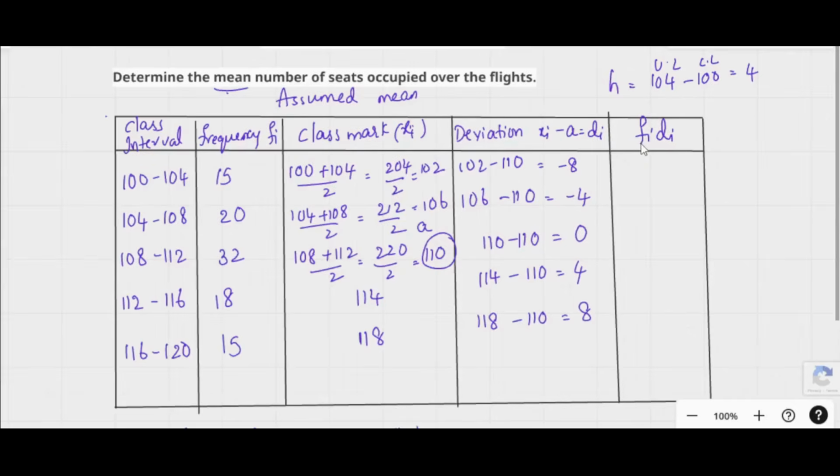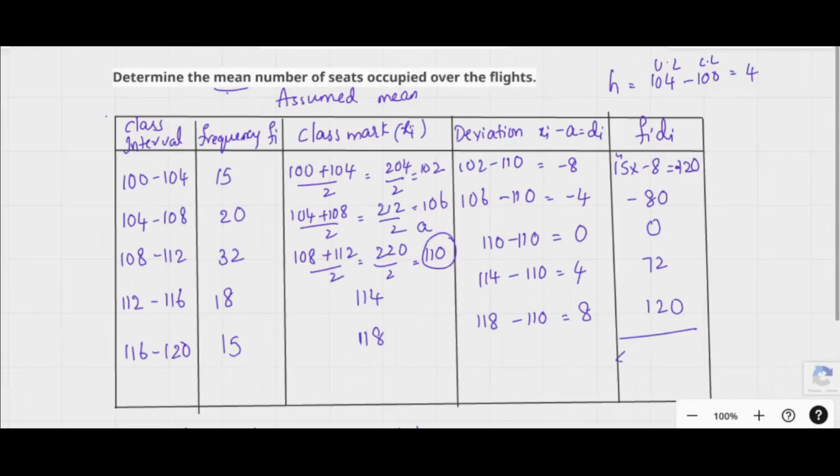So let us now see the product of fi into di. di is this and fi is the frequency. So 15 into minus 8. 8 5s are 40, 8 ones are 8, 8 plus 4 is 12, so 120 and it is minus. Next, 20 into 4 is 80. 32 into 0 is 0. 18 into 4: 4 8s are 32, 4 ones are 4, so 72. 15 into 8 is 120. Done. So this is our fidi.